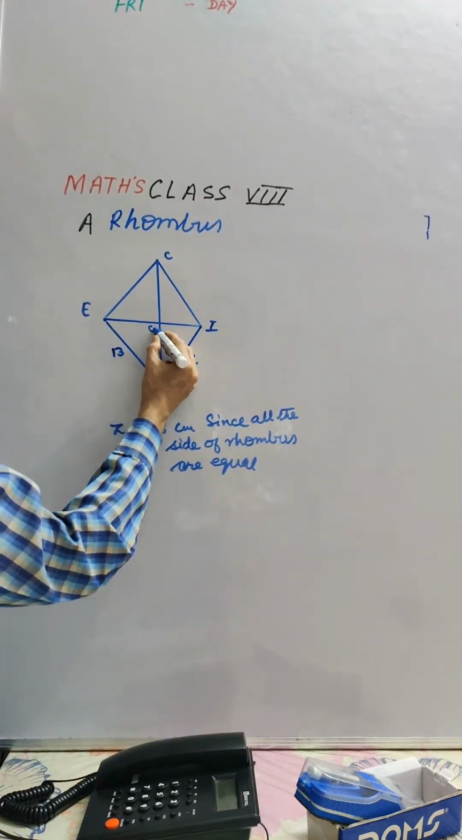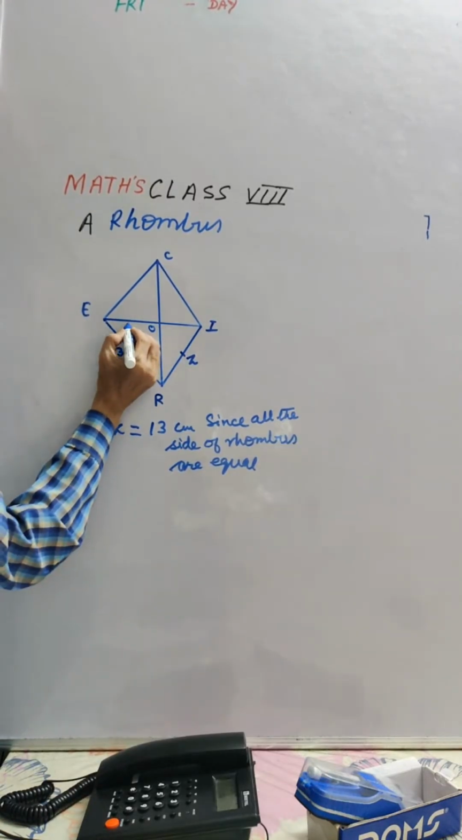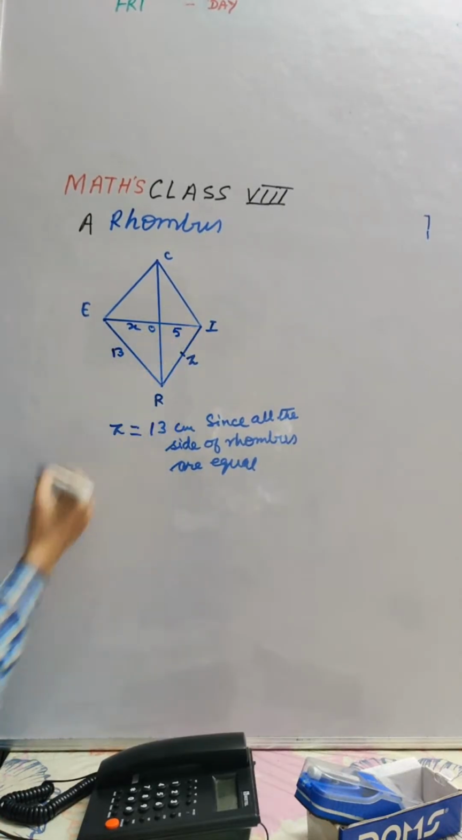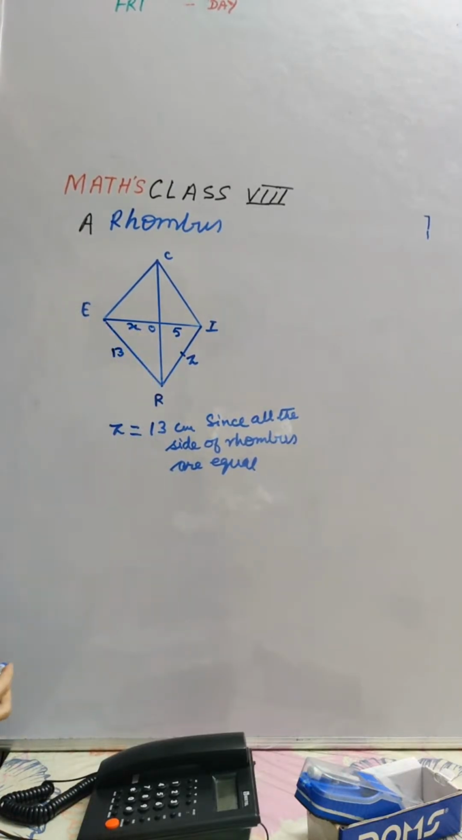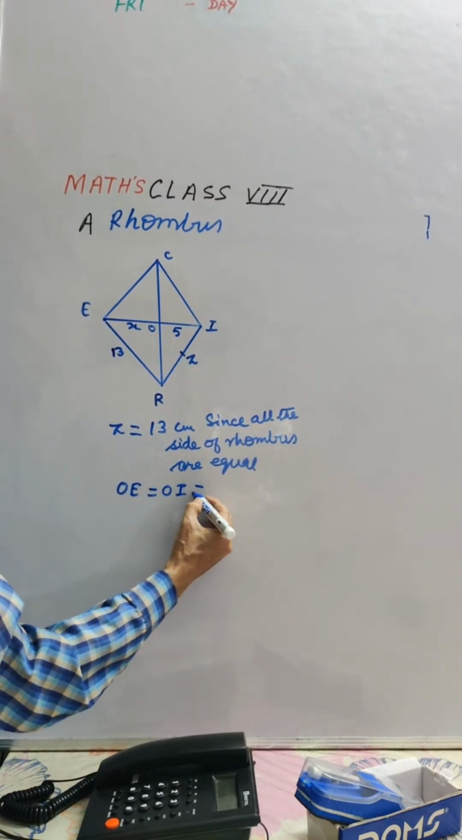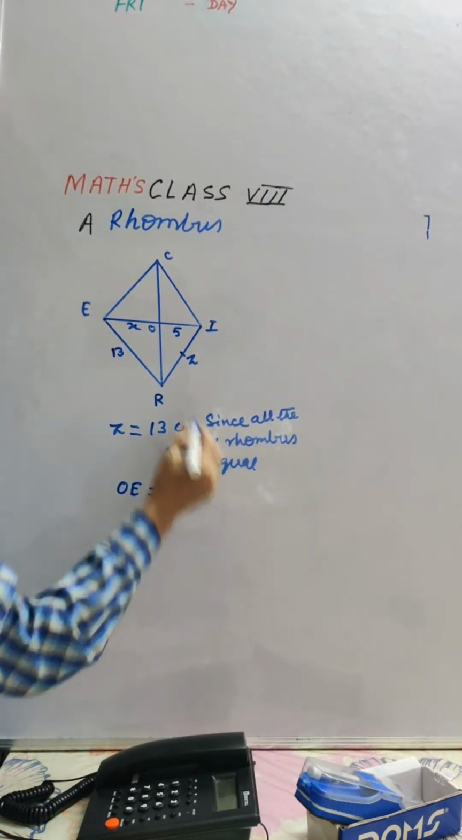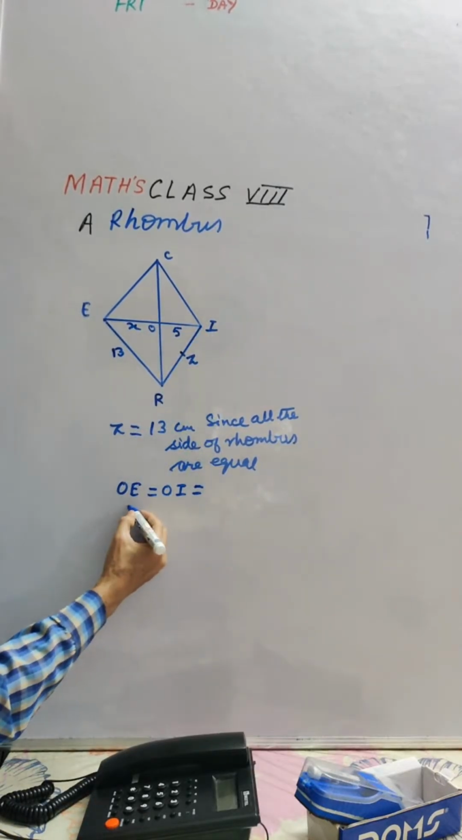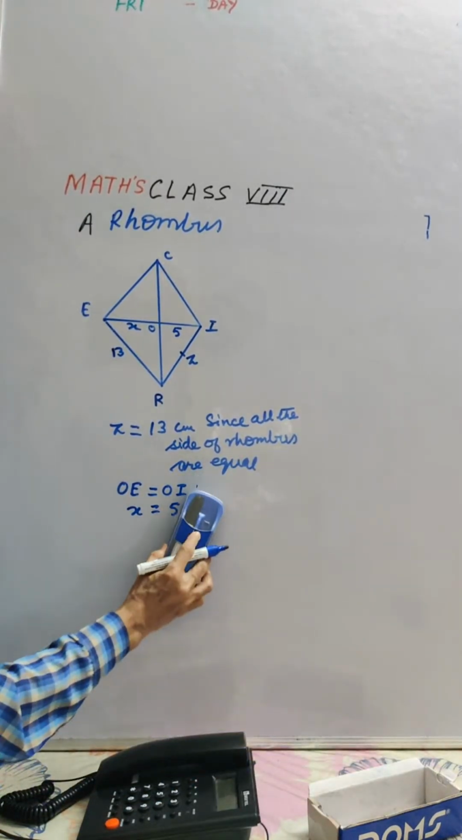This is O. This is X and that is 5. So X is equal to 5. OI is equal to OE. OE is equal to X, so OI is also X, and OI is 5. So OE is X, OI is 5. So X is equal to 5. The value of X is 5.